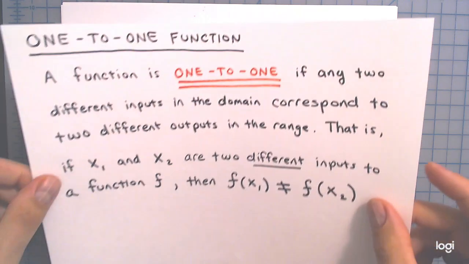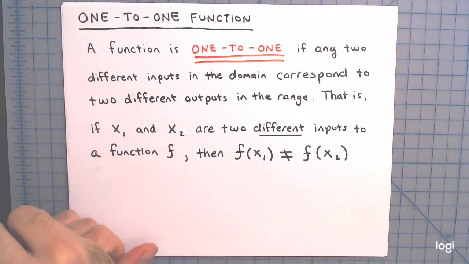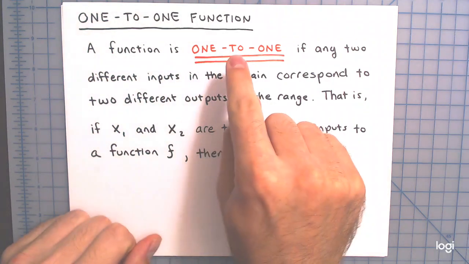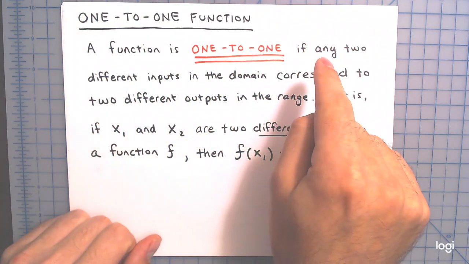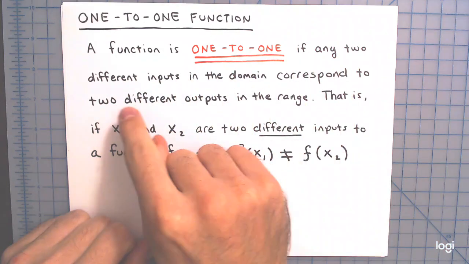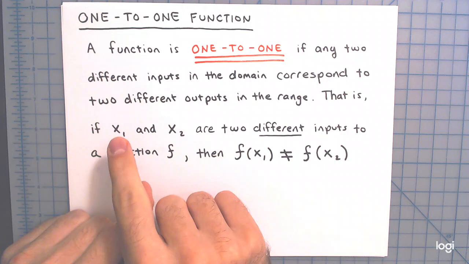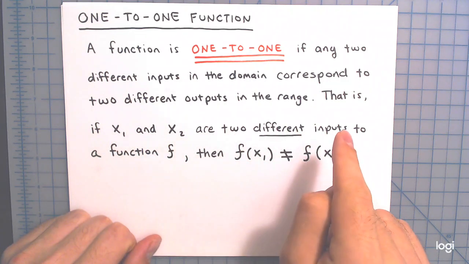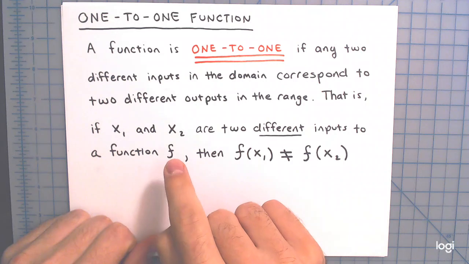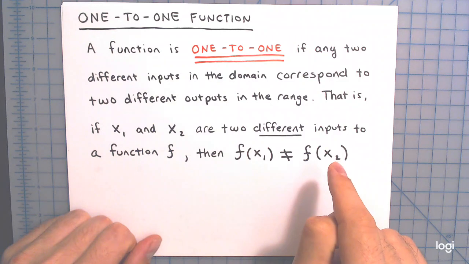Okay, so on my first page, I define what it means for a function to be a one-to-one function. A function is one-to-one if any two different inputs in the domain correspond to two different outputs in the range. So that means that if, say, x1 and x2 are different inputs to some function called f, then the value of f at x1 will not be the same as the value of f at x2.